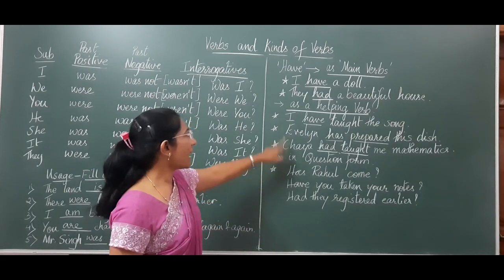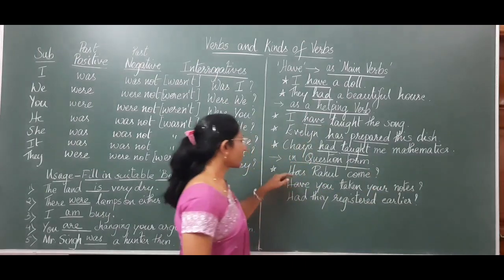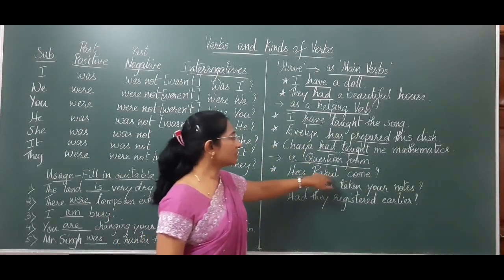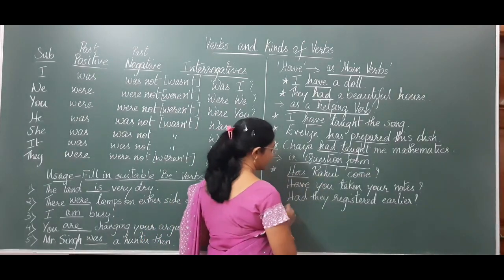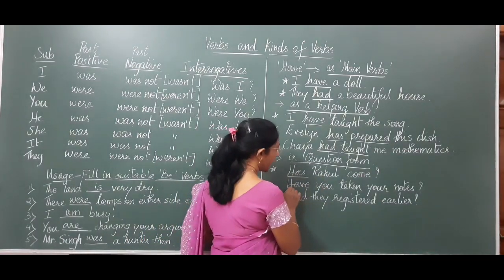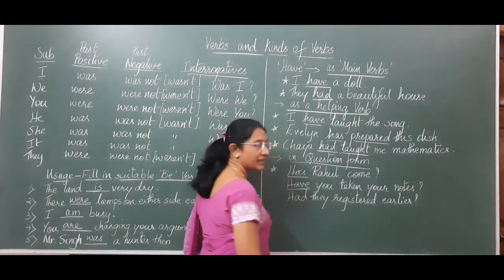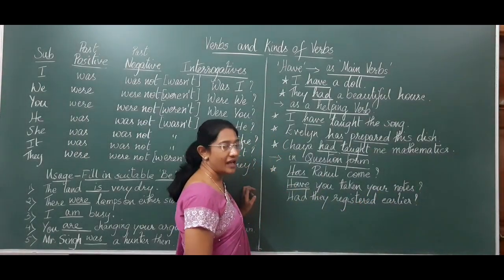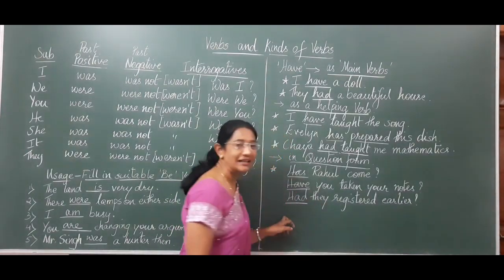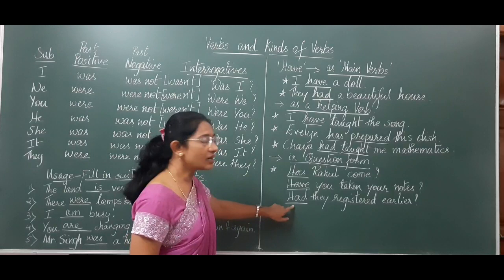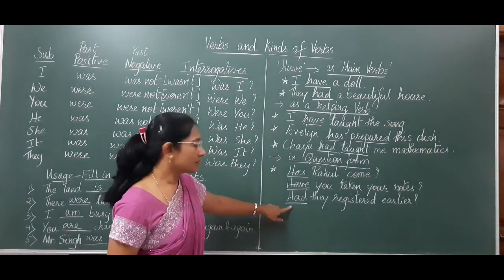Next, we see have used in question forms this way. Has Rahul come? Playing the role of asking a question. Have you taken your notes? Asking a question with the help of the have verb. Had they registered earlier? Had denotes the past helping verb.